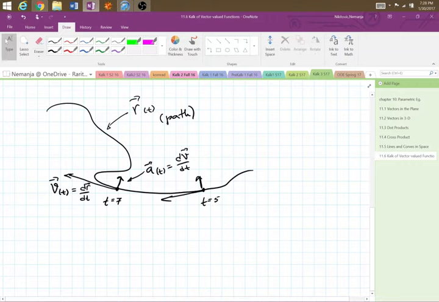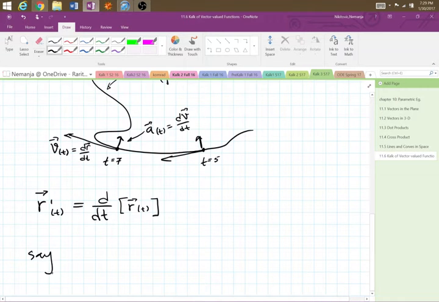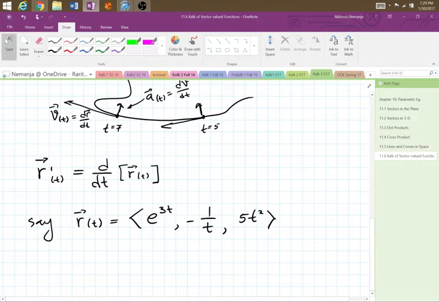So what we have here is r prime, which is notation for the derivative of the vector r, which you do component-wise. Say vector r of t is given as e to the 3t, negative 1 over t, and 5t squared. What is the r prime of t?